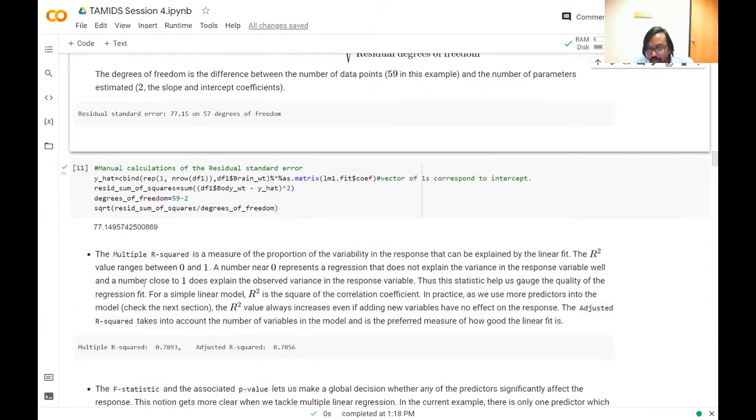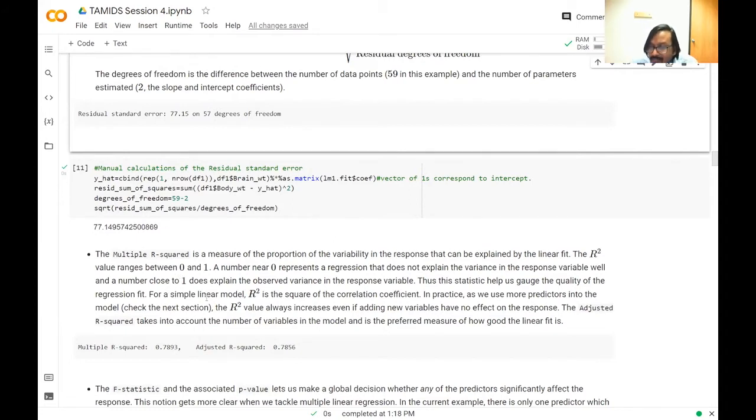These R squared values range between 0 and 1. A number near 0 represents that the regression did not really manage to explain the variability in the response variable. But a number close to 1 means that we did a good job. The model actually explains most of the variability in the response using the pattern captured in the linear fit.